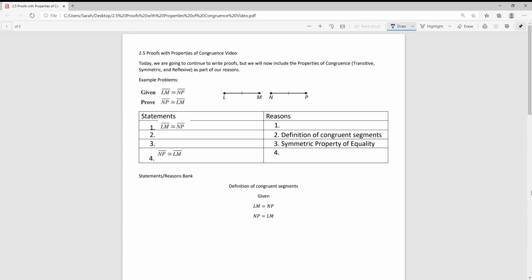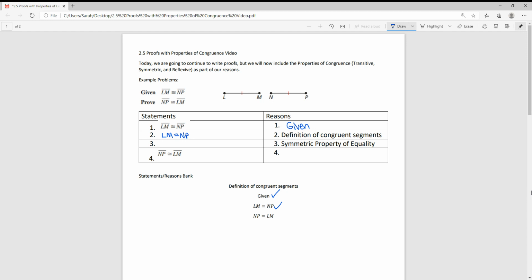So let's get started. They've given us that segment LM is congruent to segment NP. Since that is information that they have just given to us outright, we say that the reason here is given. Nothing fancy there. Something they've straight up told you is just given. Now, definition of congruent segments. How can we use that to come up with another statement? Definition of congruent segments says that if LM is congruent to NP, we can say that the length of LM, which just looks like LM without the line segment symbol over it, equals the length of NP. So here we've used the definition of congruent segments a little bit backwards.